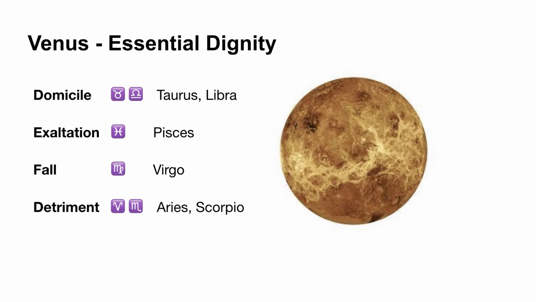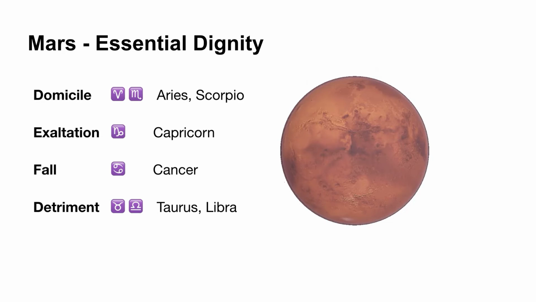Venus is in domicile in Taurus and Libra, and is exalted in Pisces, because Taurus, Libra, and Pisces all share Venus's agreeableness, unifying, and merging qualities. Venus is in detriment in the opposite signs of the domicile, Aries and Scorpio, and in fall in the opposite sign of exaltation, Virgo. Mars is in domicile in Aries and Scorpio, and in exaltation in Capricorn.